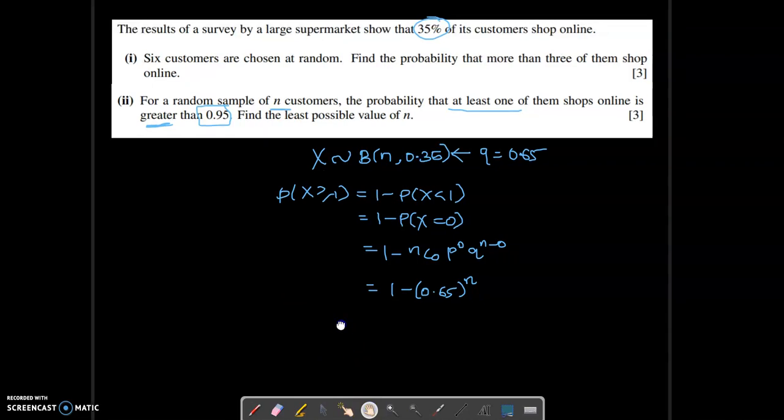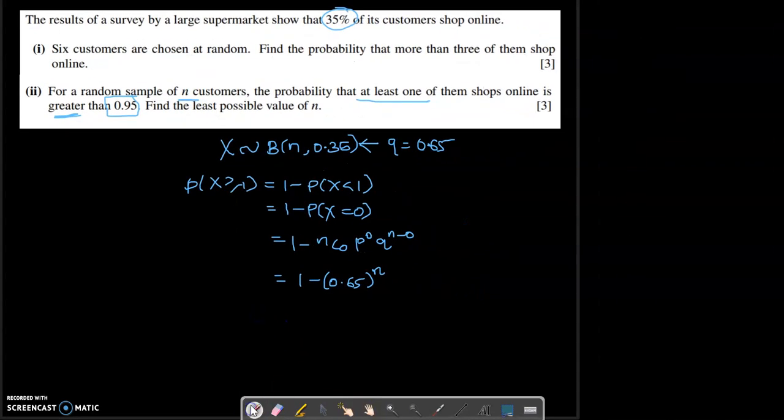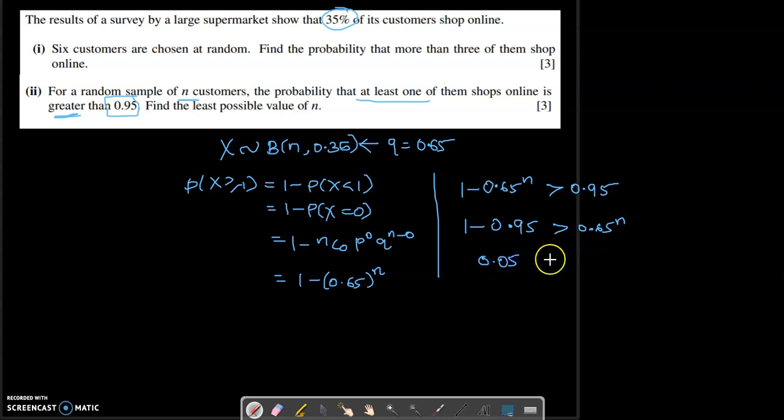All the steps are not required, but I'm just explaining to you, so I'm writing all the steps. So 1 minus 0.65 raised to n is more than 0.95. Now if we take 0.95 to this side, I'll get 1 minus 0.95, and I will get 0.65 raised to n here. Now 1 minus 0.95 will give me 0.05. This is more than 0.65 raised to n. I need to find this value n.